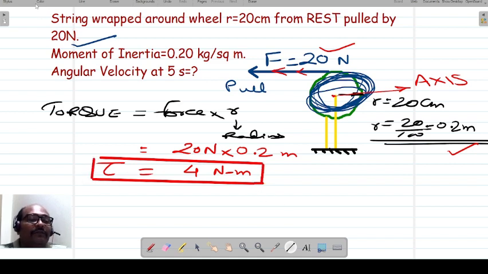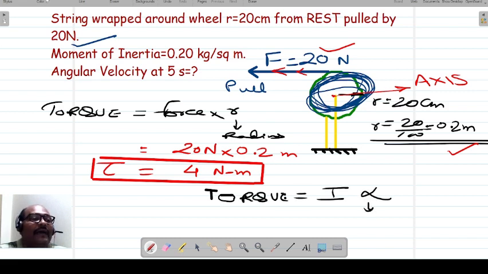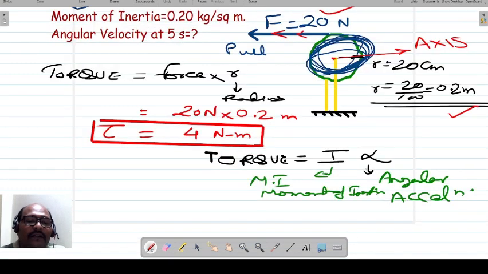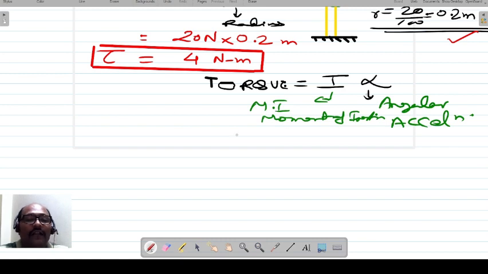Now what will we find? We also know that the generated torque is equal to I alpha. Alpha is the angular acceleration, and I is the moment of inertia. So we'll use this formula here. We have calculated the torque, so what will be the alpha? We'll get it from here. Let us see how we do it.